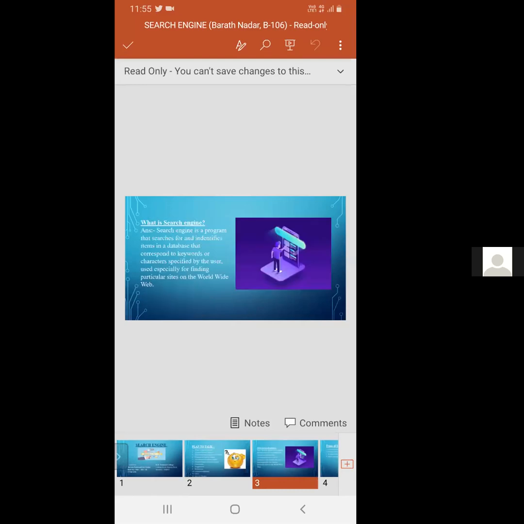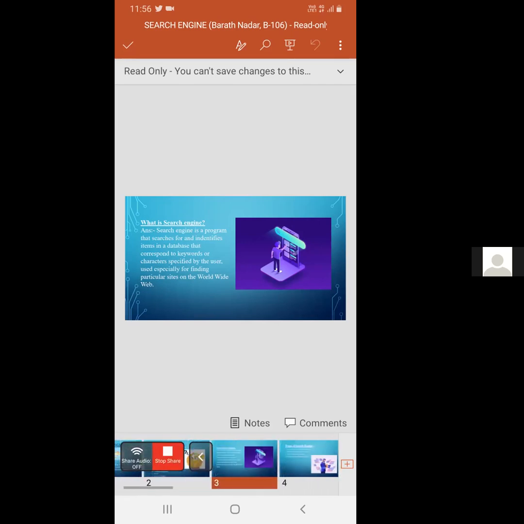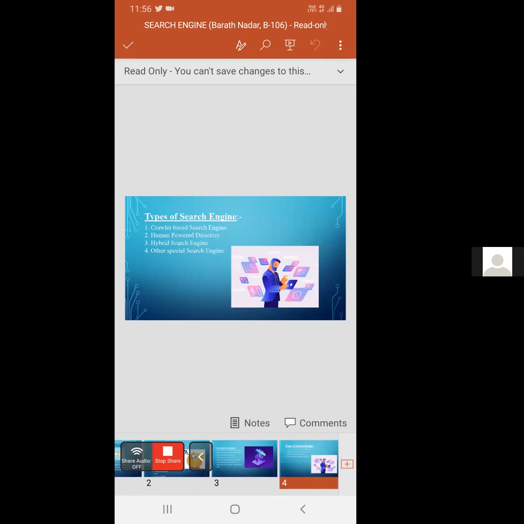First of all, what is a search engine? A search engine is a program that searches for and identifies items in a database that correspond to keywords or characters specified by the user, used especially for finding particular sites on the World Wide Web. Now, what are the types of search engine? Search engines are basically of four types: crawler-based search engine, human-powered directory, hybrid search engine, and other special search engines.